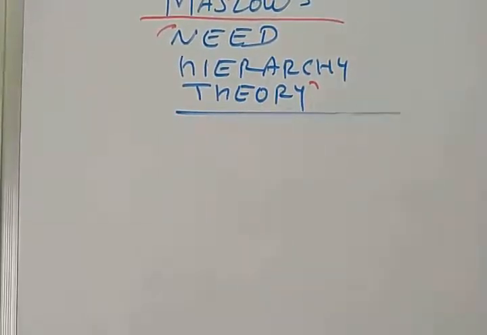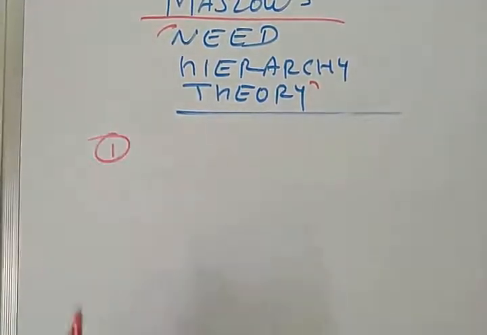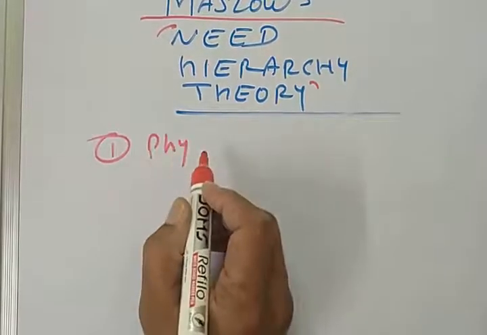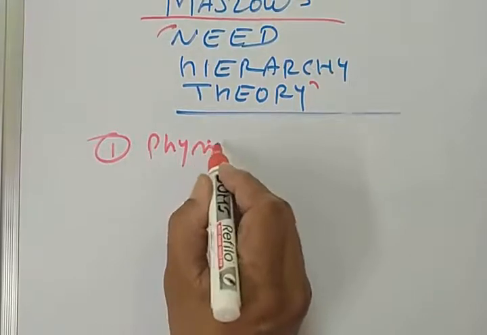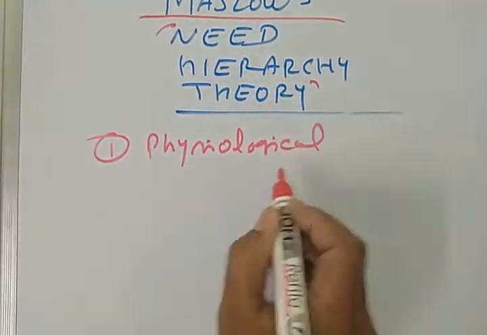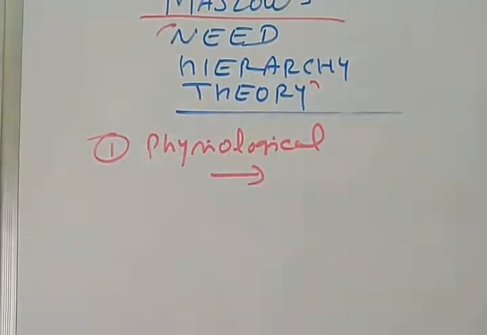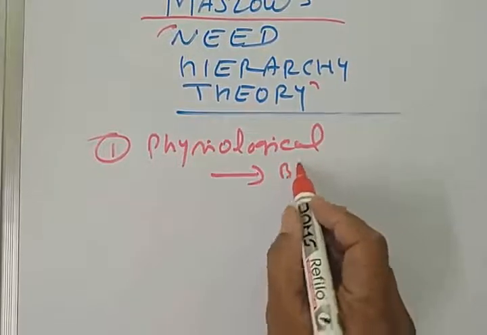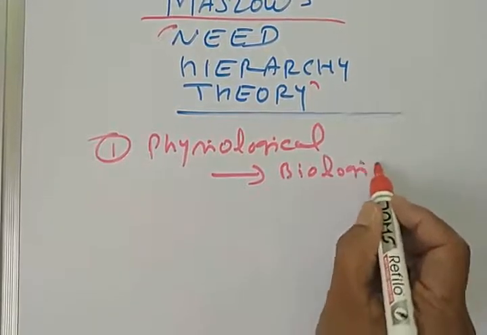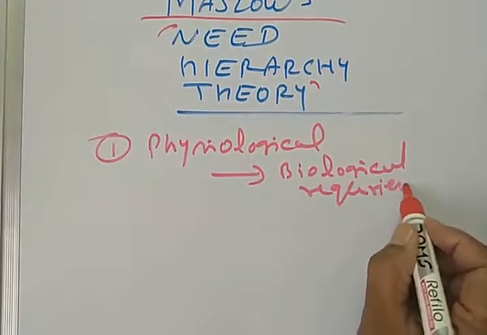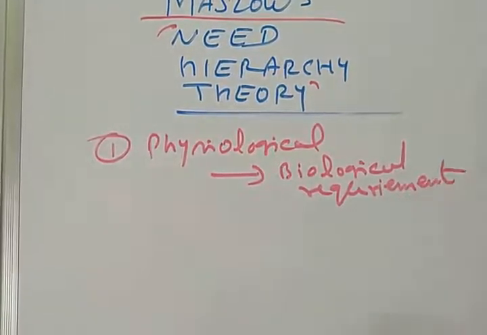First of all, number one, we discuss physiological needs. These are the biological requirements of human beings, which are necessary for survival.